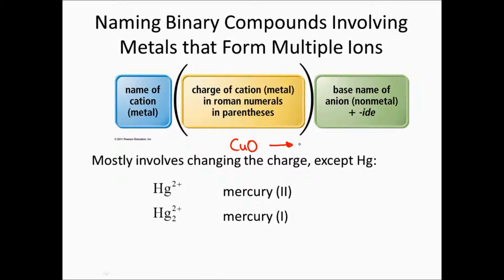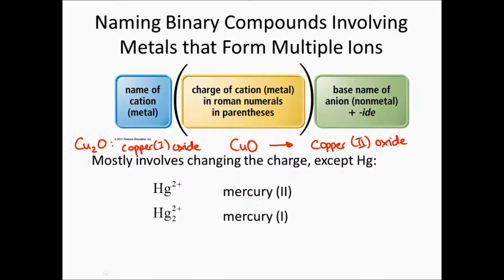the copper charge is +2, so this is copper(II) oxide, whereas if I have Cu2O, then the copper charge is +1 only, so I get copper(I) oxide. In this course, you will not be required to know the older scheme of naming.